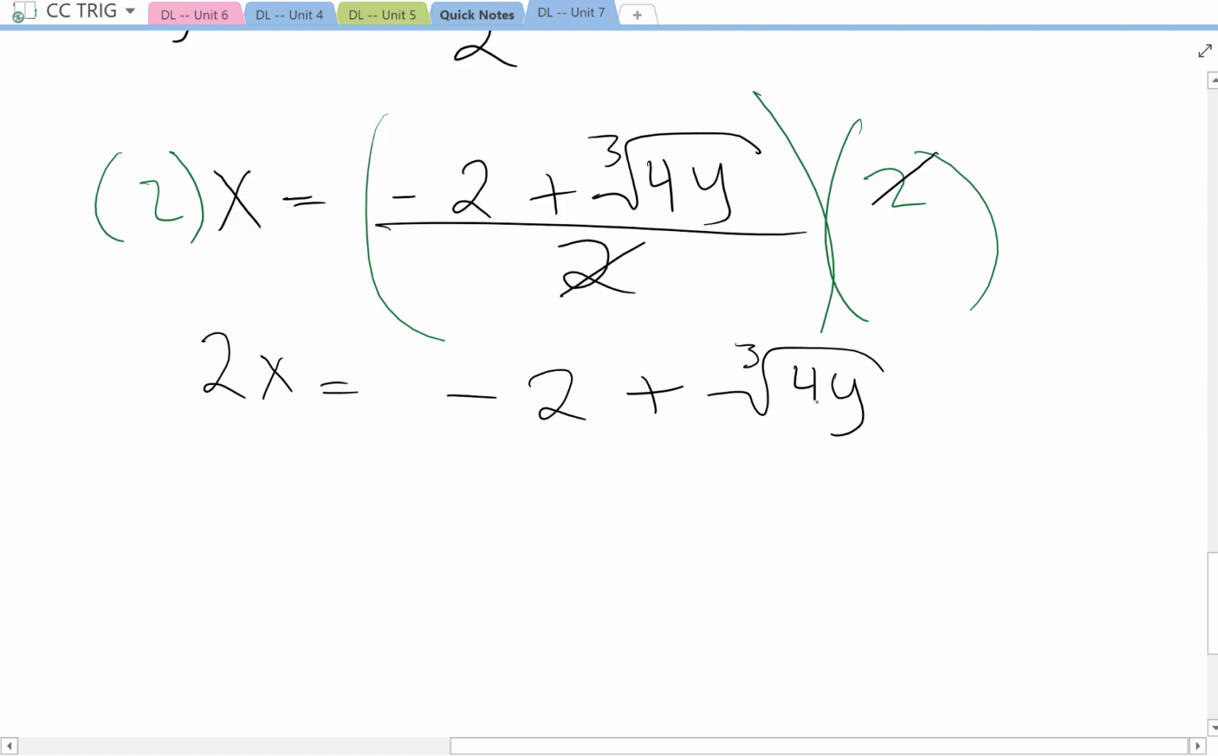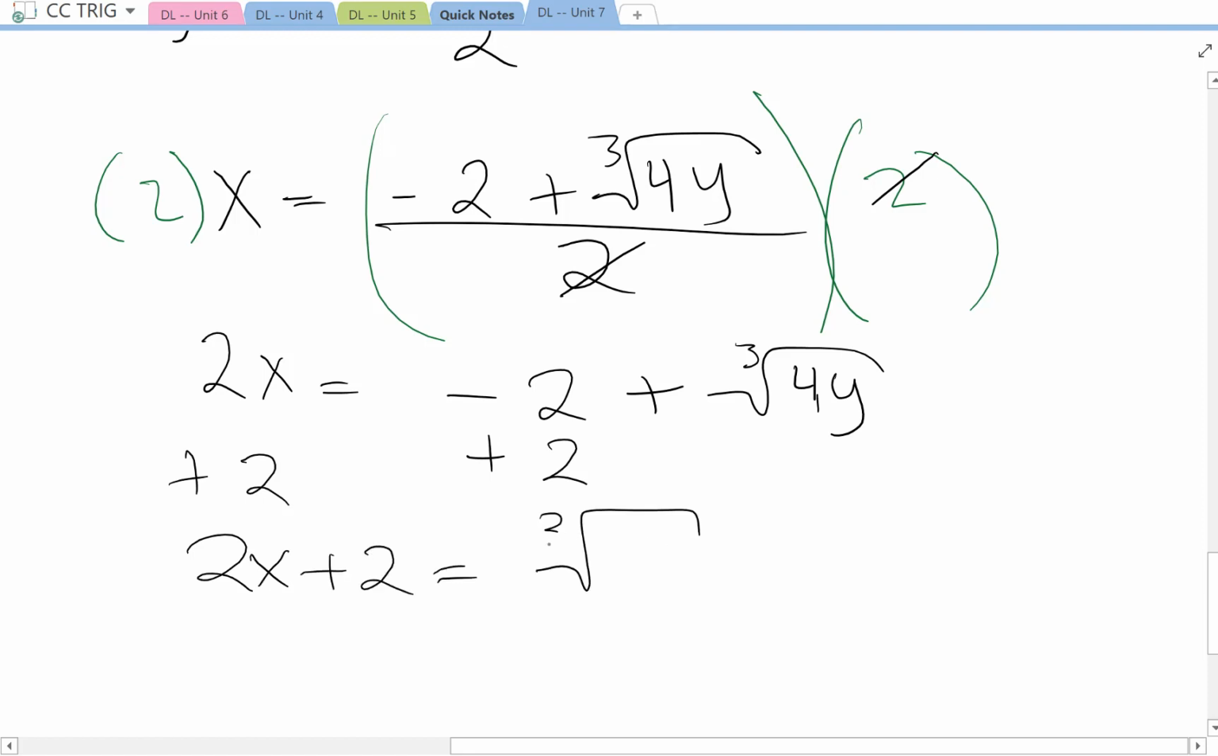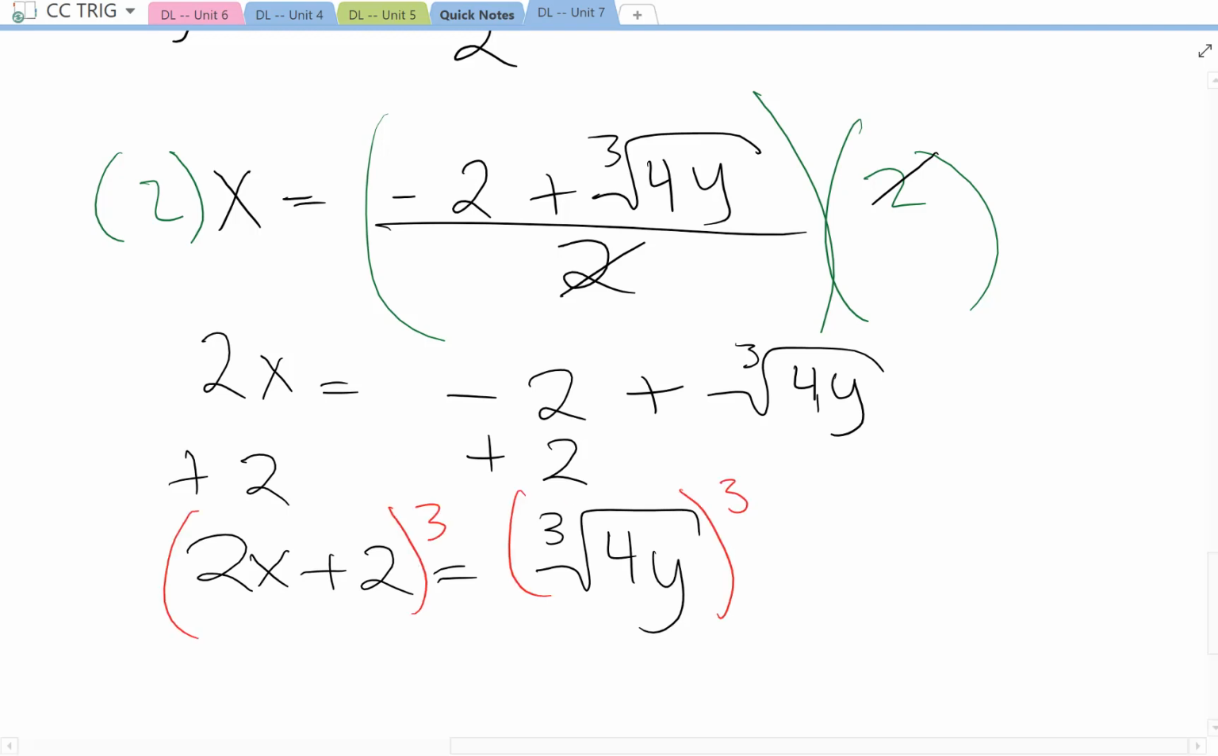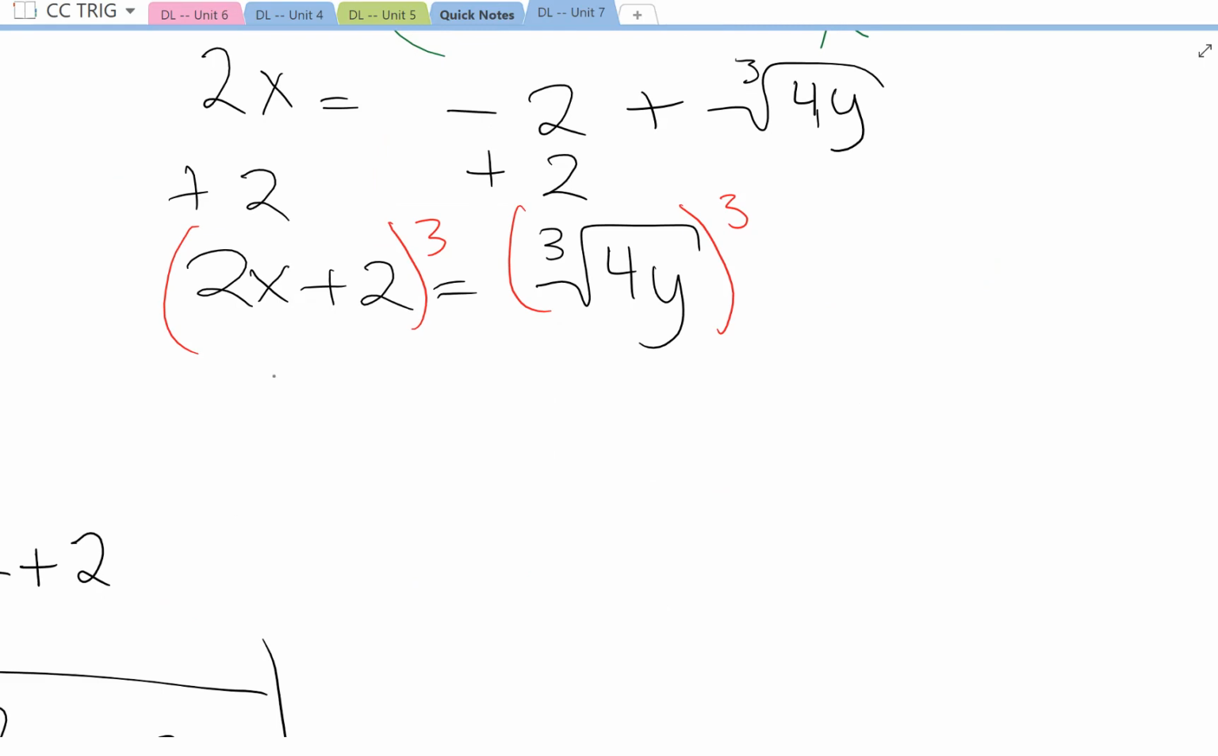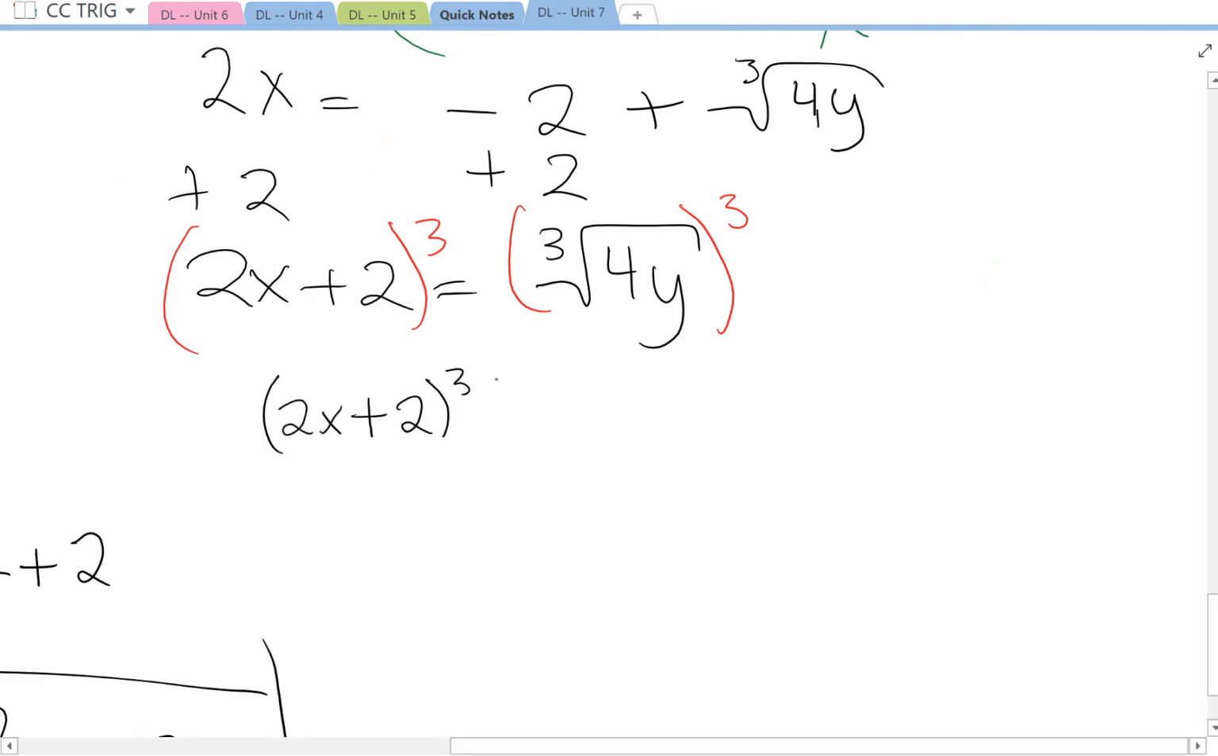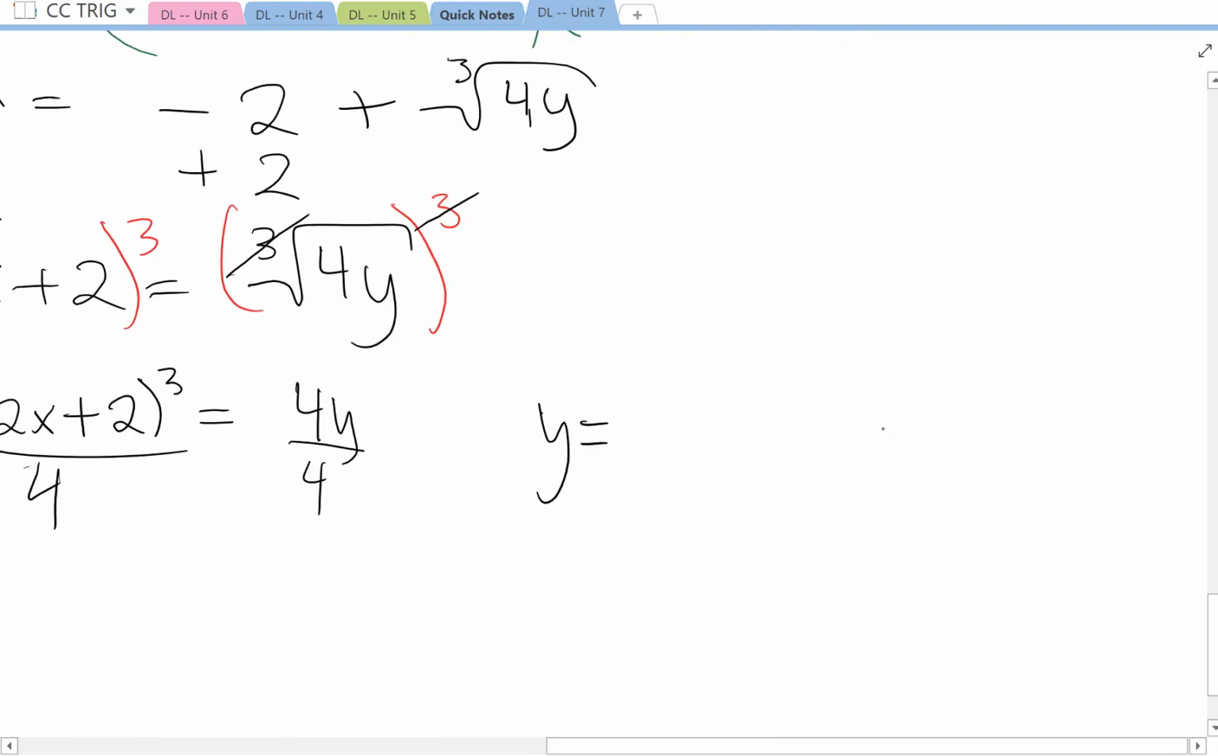Start away from the 4y, so we're going to add 2. Add 2, 2x plus 2 equals the cube root of 4y. Almost done. Cube root, how do we get rid of that? We cube it. You do not need to expand to the left side, so you can just write it as a quantity being cubed is equal to 4y. Divide both sides by 4, and you get your inverse.